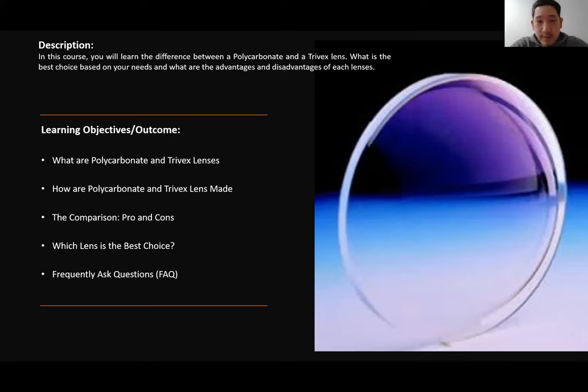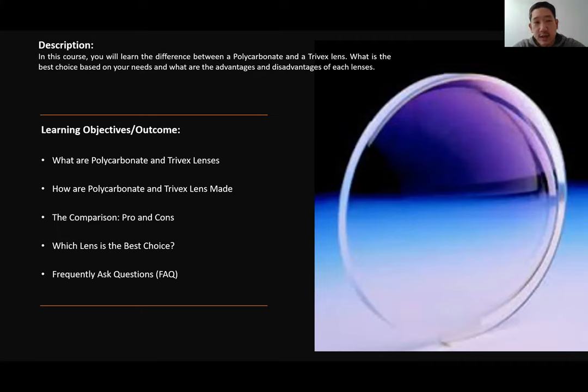Okay, so the description for this session. You will be learning the difference between polycarbonate and Trivex lenses, what is going to be your best choice based on your needs, and what the different advantages and disadvantages of each lens are. Now the learning objectives, the outcome.